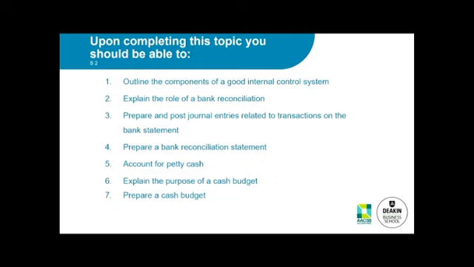So these are the learning outcomes for this week's class. We need to outline the components of a good internal control system. Number one, explain the role of a bank reconciliation. Prepare and post journal entries related to transactions on the bank statement, and then prepare the actual bank reconciliation. Then we need to account for petty cash, but that's only a couple of slides. Explain the purpose of a cash budget, and then prepare a simplified version of a cash budget, right? Receipts, payments, and that's it. So that's the plan for today.